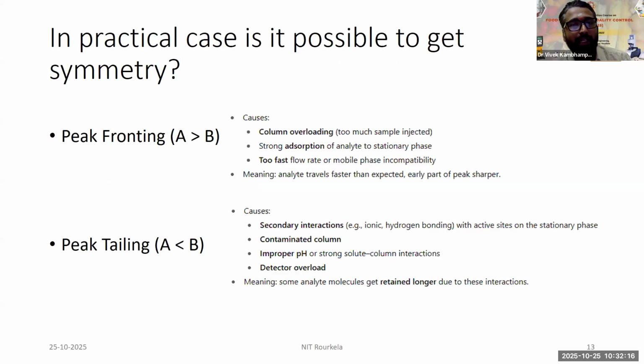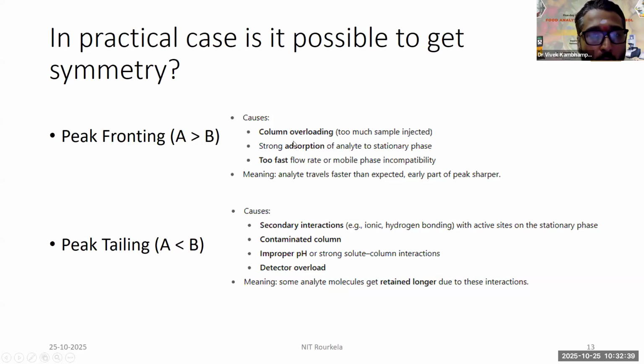But in practical cases, what will happen? 95% of the time we will not get Gaussian peaks. A symmetric peak is not possible. Some slight deviations will be there. So those peaks will fall under two different categories: either A is greater than B, fronting, or tailing peaks. What are the causes?